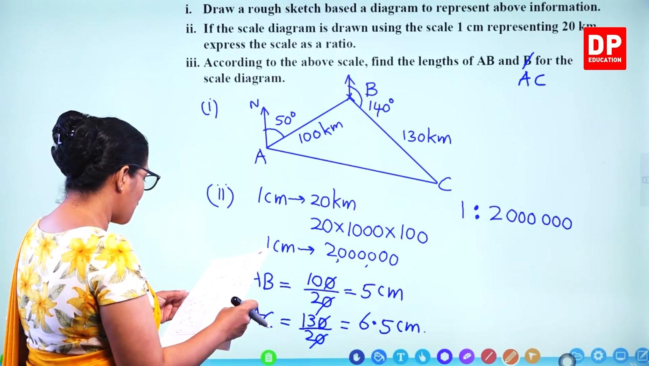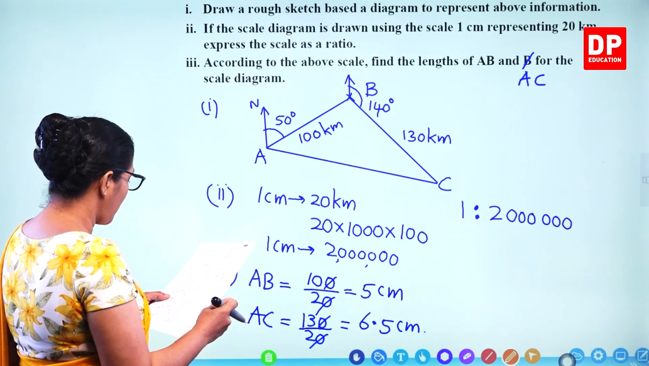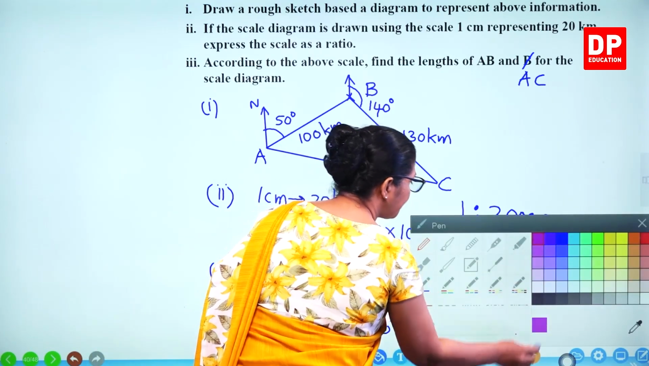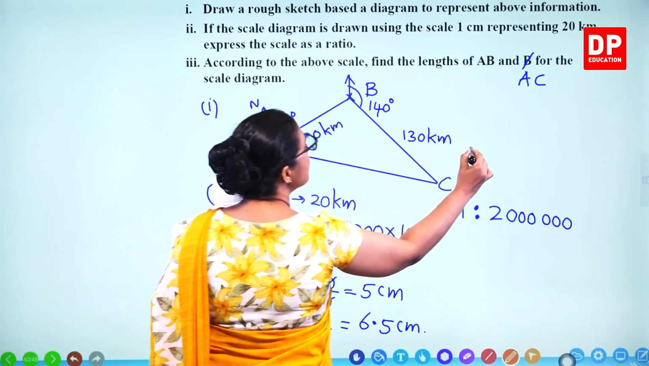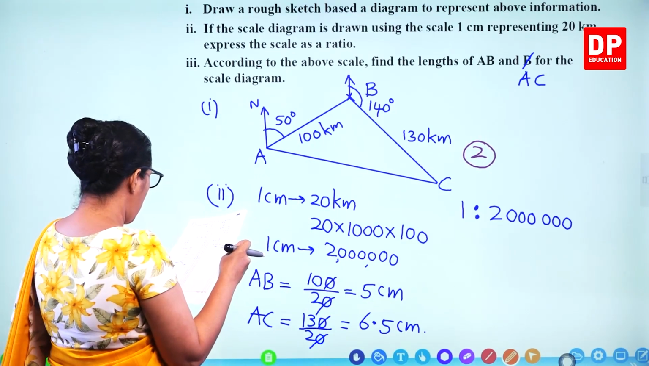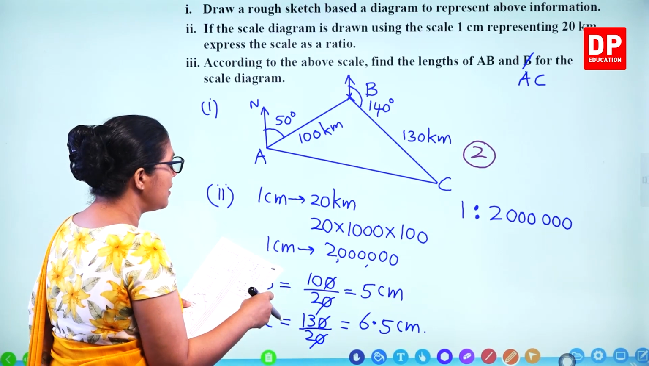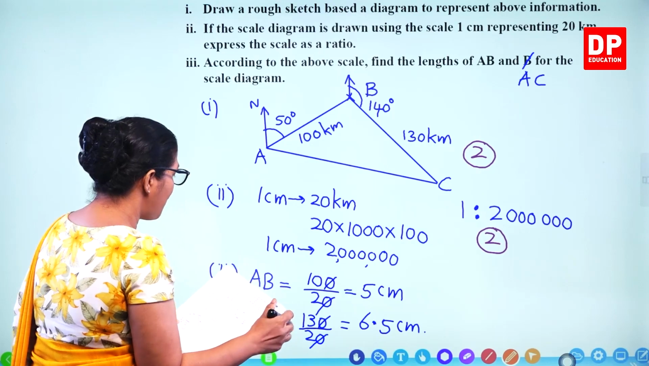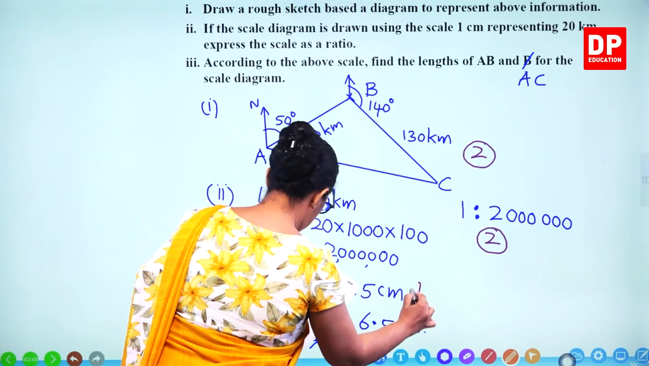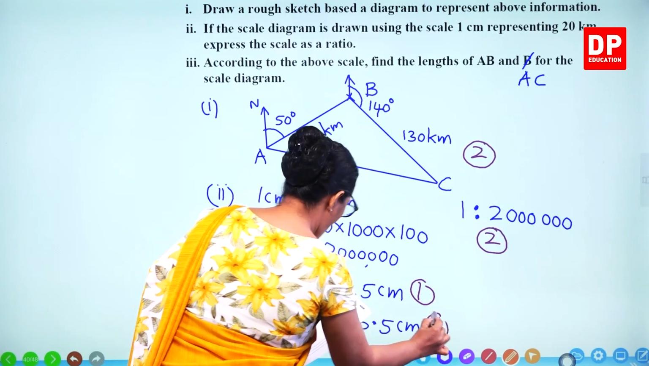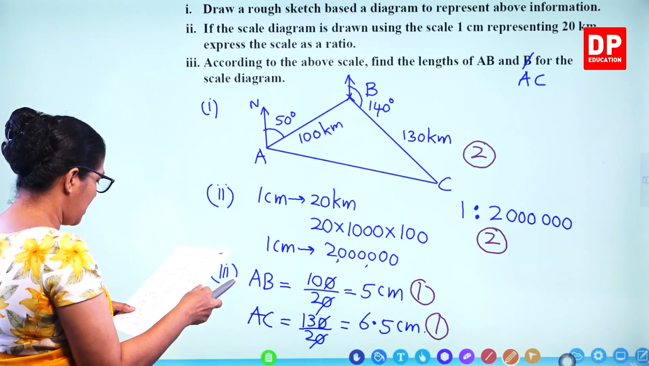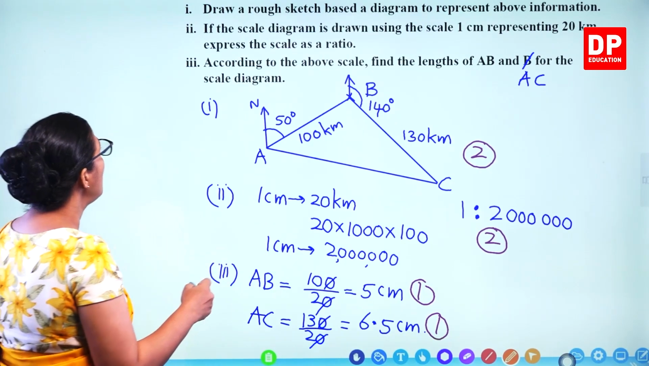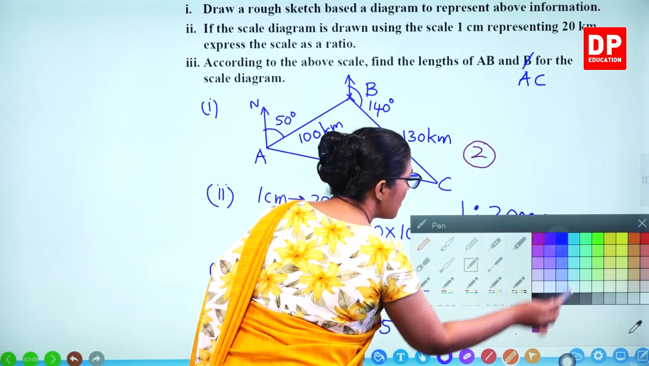So how many marks for this step? You are getting 2 marks for showing the sketch with angles and lengths. And 1 to 2 million, the scale, 2 marks. And AB 5 centimeters, 1 mark. And BC 6.5, 1 mark. So you get 6 marks for these 3 steps. Let's see what's the next one.